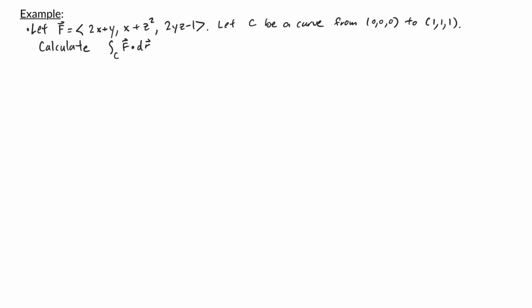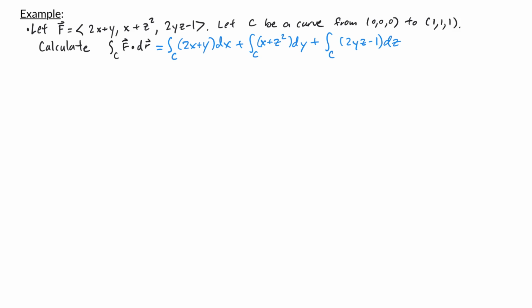Although we've only been looking at things in 2 dimensions, things generalize to 3 dimensions as well. For example, this line integral breaks apart into the line integral of the x component of F, the 2x plus y, dx, plus the line integral of the y component of F, the x plus z squared, dy, plus the line integral of the z component, 2yz minus 1, dz. So if we had a parameterization for our curve, this would be one approach for calculating this line integral.